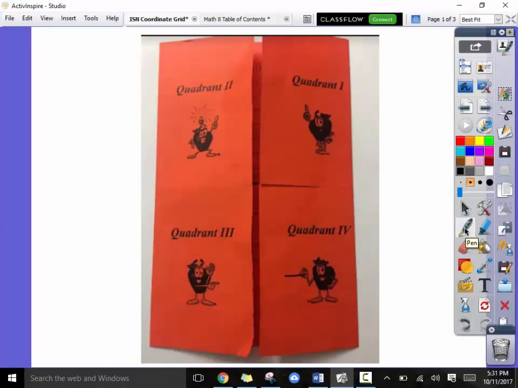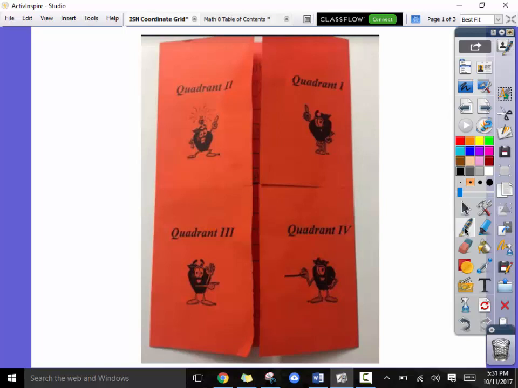Okay, today we're going to look at the 4-quadrant graph and graphing ordered pairs. This should be kind of familiar to you. If at any time in this video you need to catch up, all you have to do is push pause and then push play again, and you can take the time that you need.